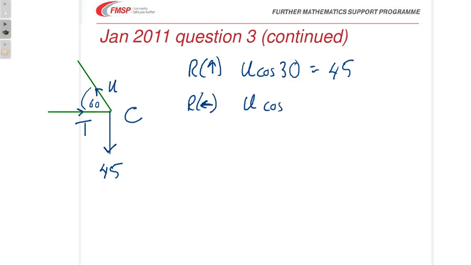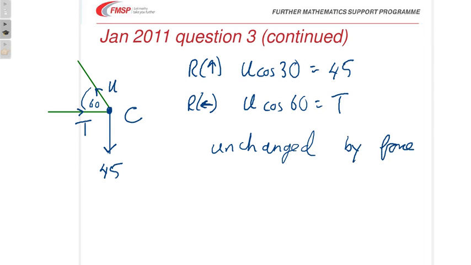U cos 60 equals T. So all you need to say is these equations are unchanged because they relate to the equilibrium of the point C. In other words, the pin holding the framework together at the point C. So it's unchanged by force at D. And that's it, for 2 marks for that.